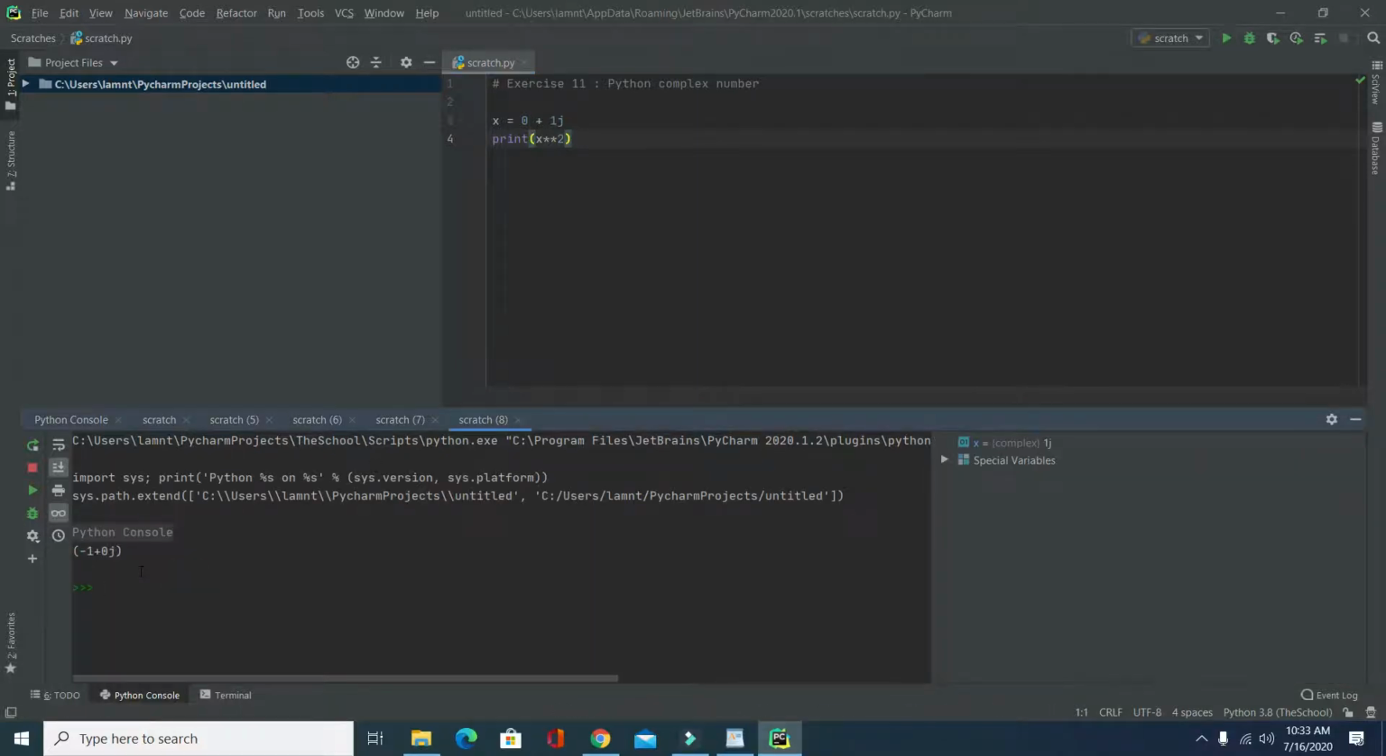Yeah, that's exactly it. It gives you -1 plus 0j, which is the standard definition of the number i, or j in this scenario. So i squared or j squared is -1. So yeah, that's the imaginary unit. j squared is -1. So yeah, that's how it goes.